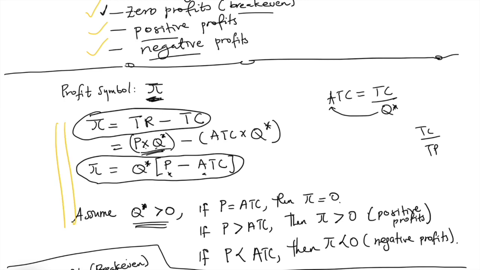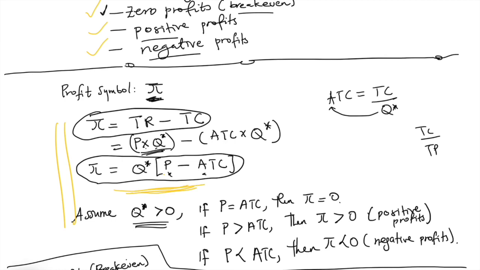How do you calculate profit? Using the profit symbol pi, we calculate it as total revenue minus total cost. Total revenue is P times Q star. Total cost is average total cost times Q star. If you get the Q star out, you will have P minus average total cost.